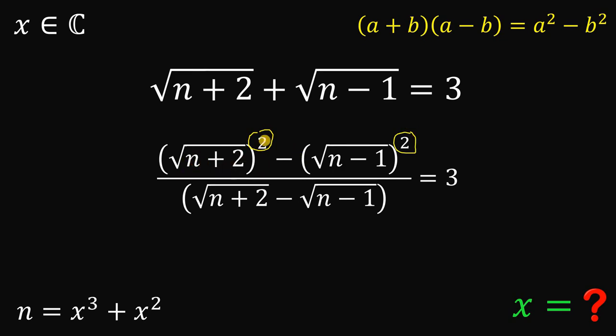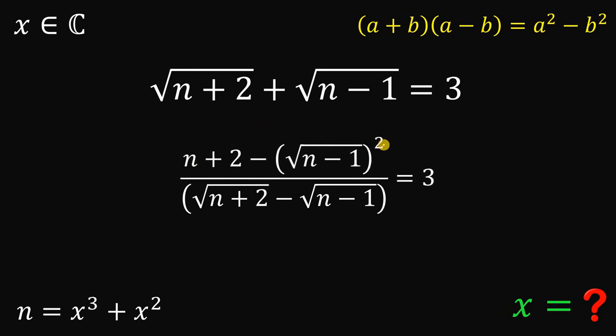Now, square root of n plus 2 raised to the power of 2, we can cancel out the square root and this 2. So this is just n plus 2. And we can cancel out this 2 and the square root. So this is just n minus 1. Now, distribute this negative sign. This will give us negative n plus 1. Now, positive n and negative n cancel out. This is just equal to 0. And 2 plus 1 simplifies to 3.